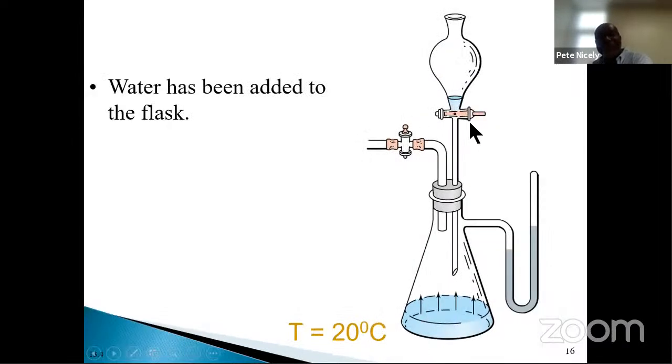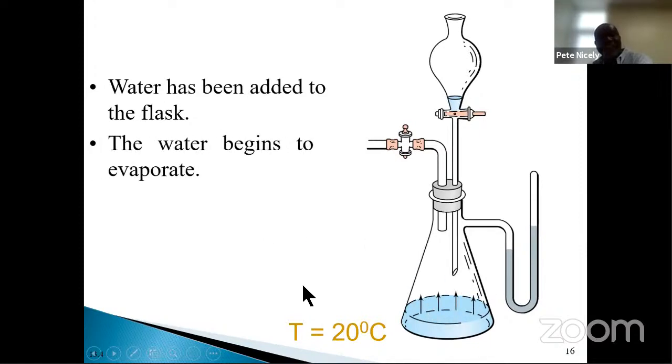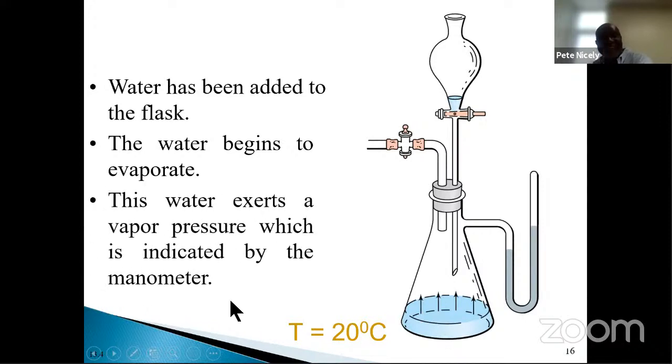And then what was done was that the stopcock here was opened up and water is allowed to go into the flask. Now we all know what's going to happen. Eventually you're going to have vapor, water vapor, above the surface of the liquid water. And that's because the water begins to evaporate. So you're going to have water molecules moving from the liquid state to the gaseous state. And that will continue until you have equilibrium between the liquid state and the vapor state of water.